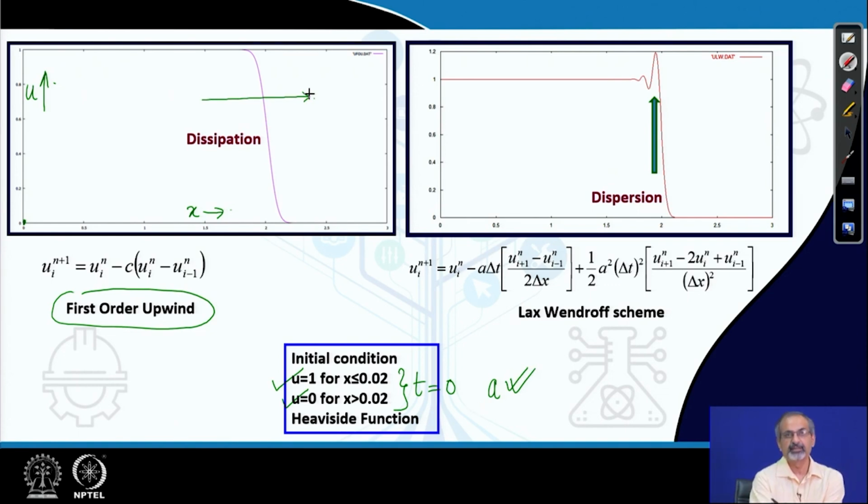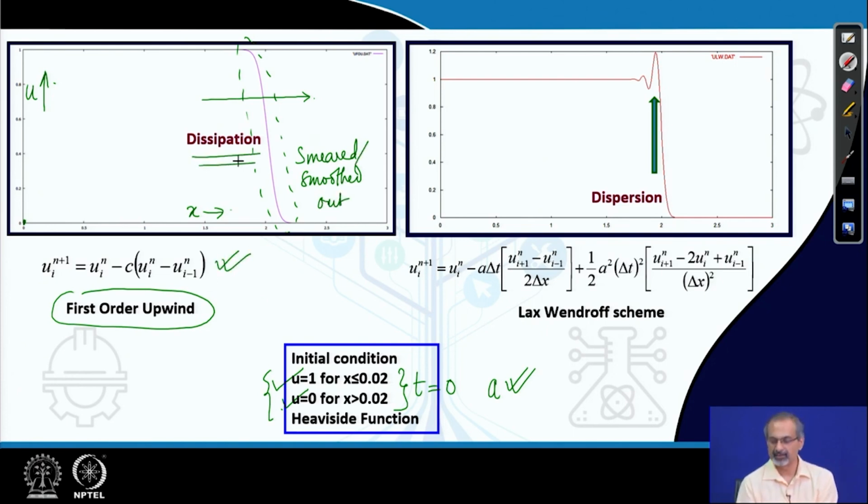You can see the jump. So, the jump was prescribed here itself. Now, as the jump moves, it gets kind of smeared, smoothed out. Why is it? Because this scheme is a first order accurate scheme, and therefore, it suffers from dissipation error.